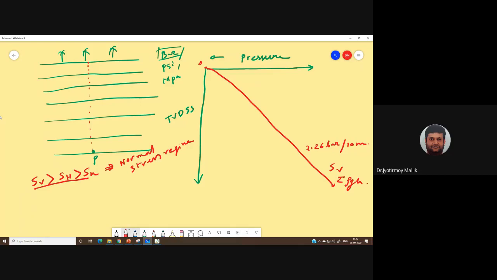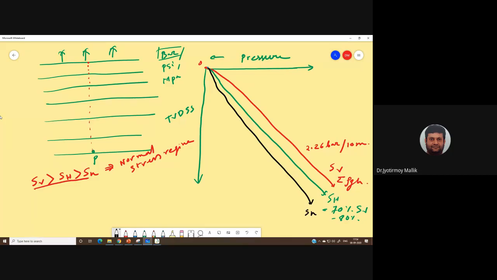So S capital H will also increase. Let's use green color. Let us say this is S capital H, and S capital H is generally around 70% of SV, 70 to 80% of SV. And then what will we draw? We will draw S small h. That will also increase with depth, and that is around 65 to 70%.